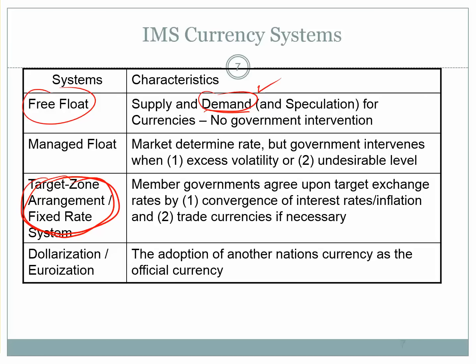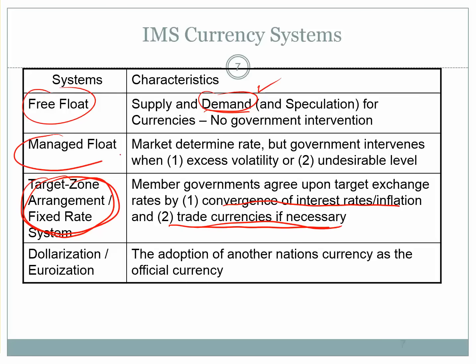So how do you get similar demand for your currency? We have similar economic environments in each country. So you have to have convergence of interest rates, inflation, growth, and so on. And then once in a while, the governments have to step in to, say, buy or sell particular currencies to try to get them back to their required exchange rates.